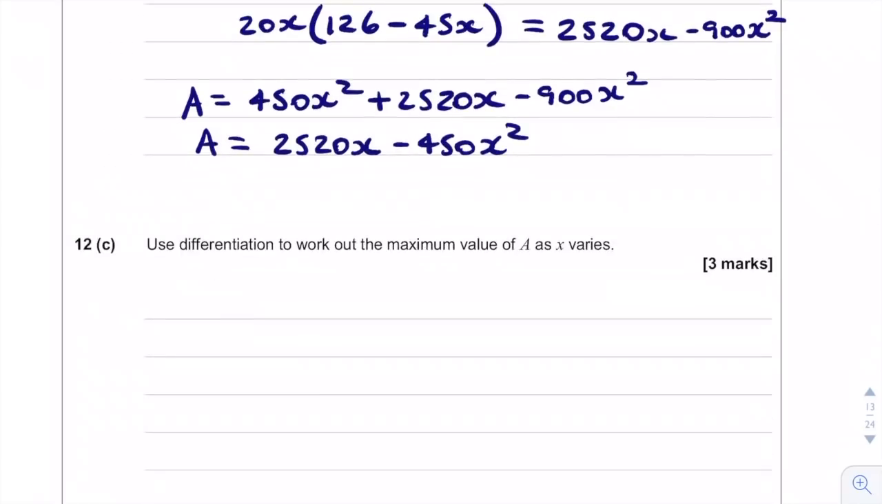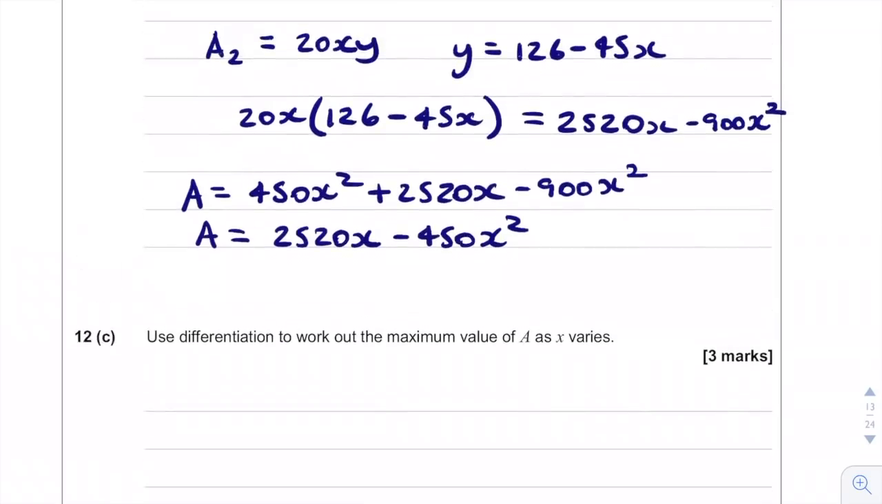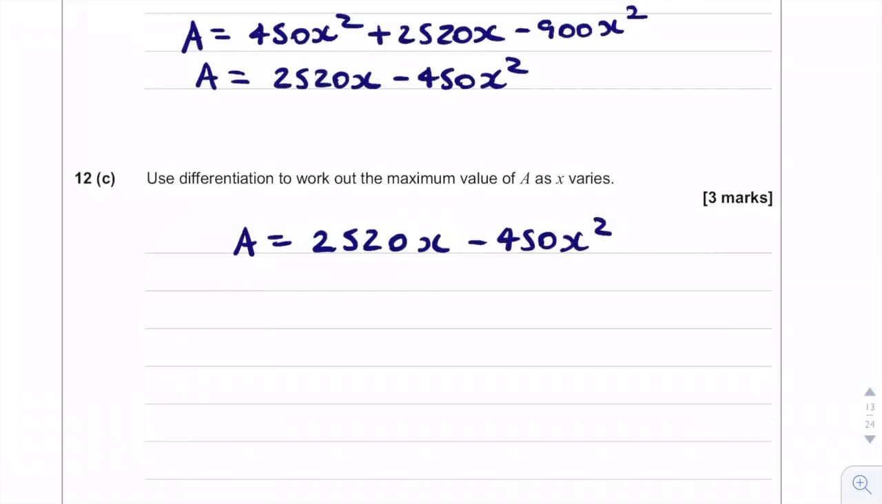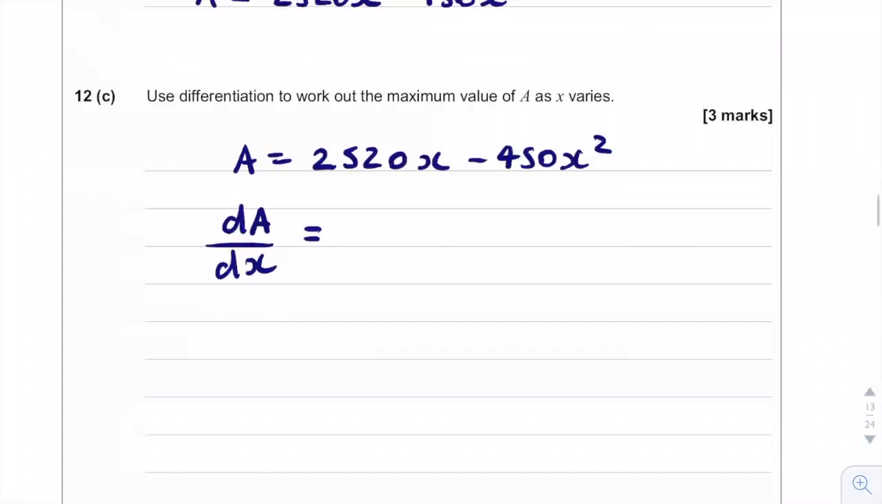Part C says use differentiation to work out the maximum value of A as x varies. So what we're doing now is we're treating this equation of A as a function of x, and we've got to find the maximum value of this equation. So we've got A equals 2520x minus 450x squared. If we differentiate this, so we're going to do dA by dx, we're going to get 2520 minus 2 times 450, that's 900x.